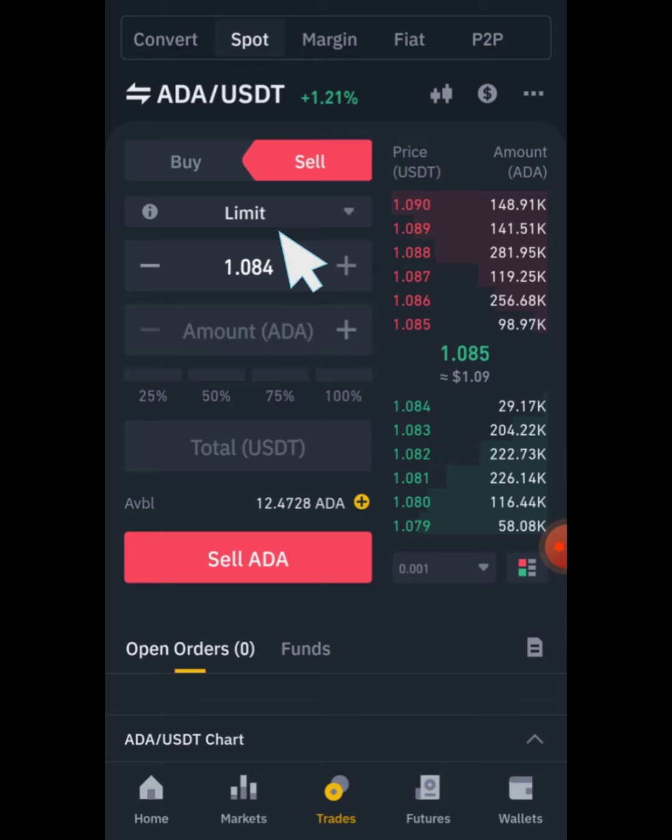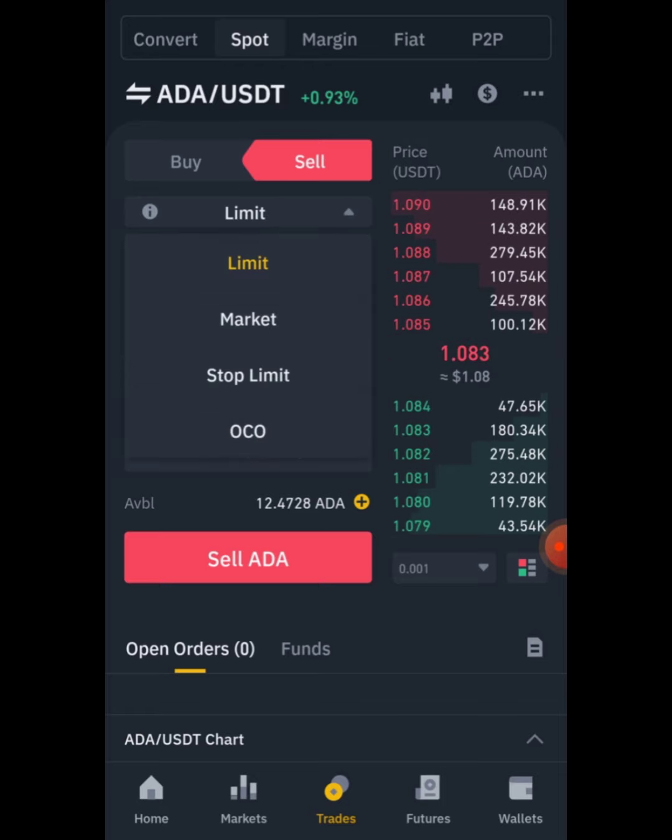What does OCO mean? If you click on limit here, you can see we have limit, market, stop limit, and OCO. What does this OCO mean? OCO means order cancel order. You can use one order to cancel the other order. That is, you can set your sell price and also set your stop loss at the same time. Whichever hits first will trigger. That's how to use OCO.